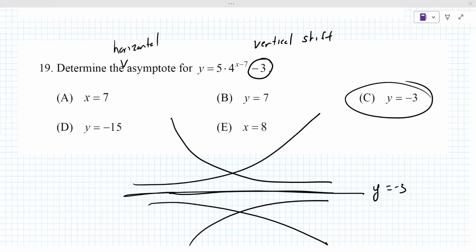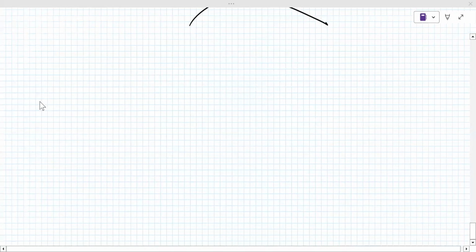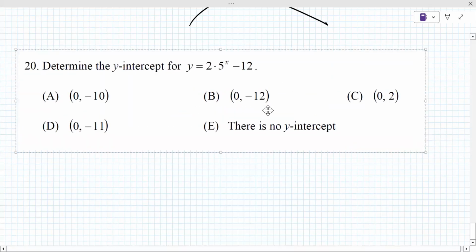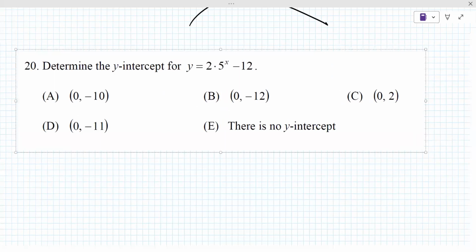Determine an exponential function. The graph is below. Try 21, I think. Sorry, did you want us to do 20? I'm sorry, I went to 21. 21. Okay. Yeah, start moving now.